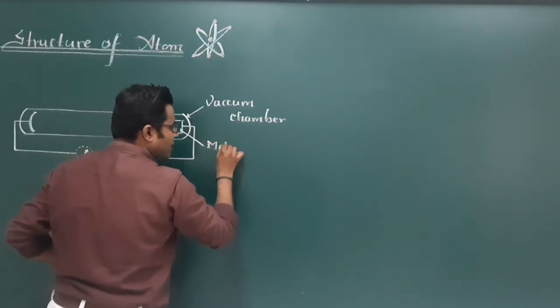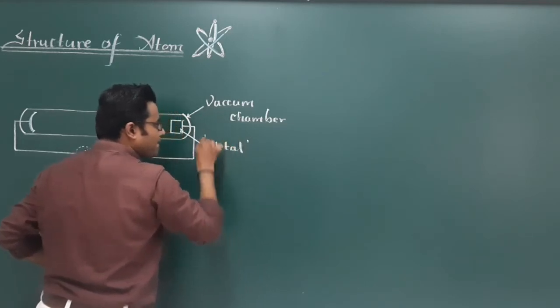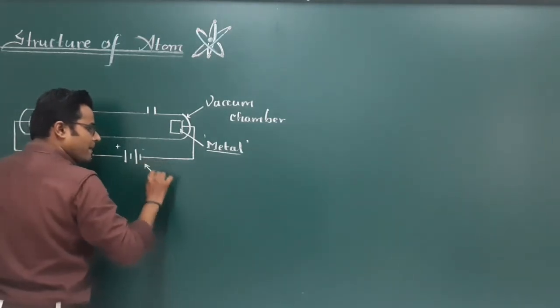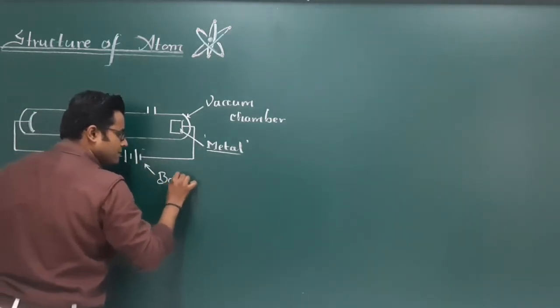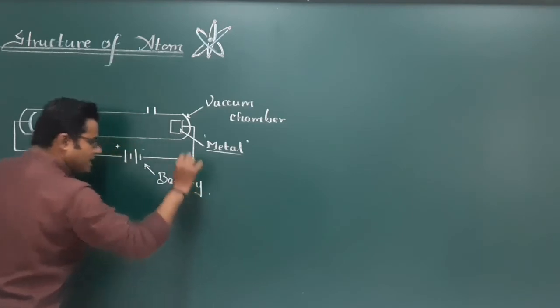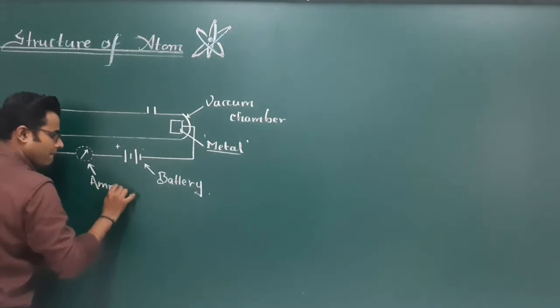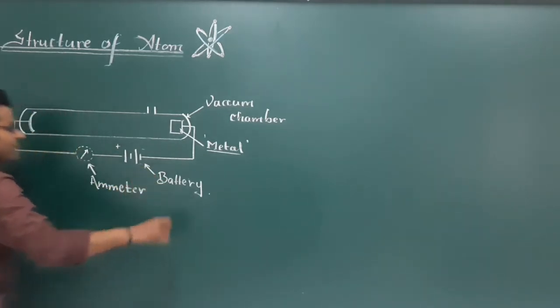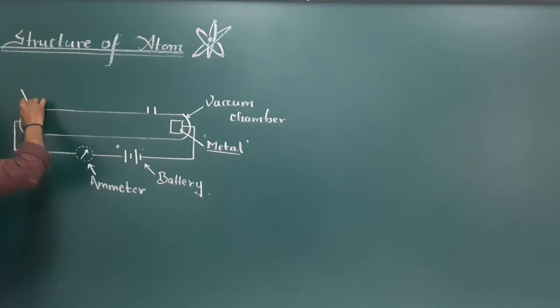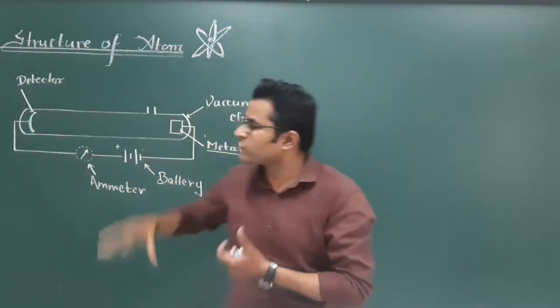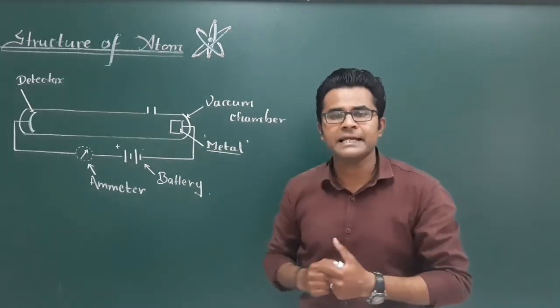So it is a metal foil, a clean metal foil we are keeping over here, and this is of course a battery. This is a battery, and over here is the emitter. And finally, what we have here is an important thing which we call the detector. I haven't mentioned the name of this concept, but soon you will understand it.